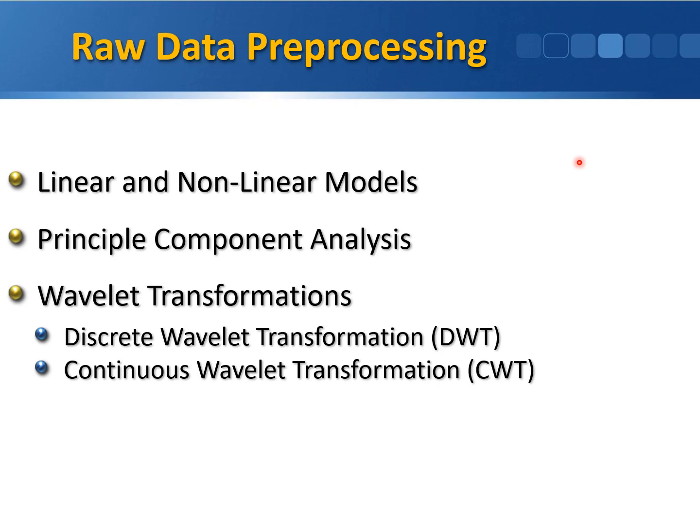Linear and non-linear models are quite common to use, but principal component analysis is also used because we can find out the most influential parameters out of the input data, and then give more weight to those parameters compared to the least involved parameters in stock market prediction. So we can use principal component analysis, but you can also use complex transformation techniques: wavelet transformation, discrete wavelet transformation, and continuous wavelet transformation.